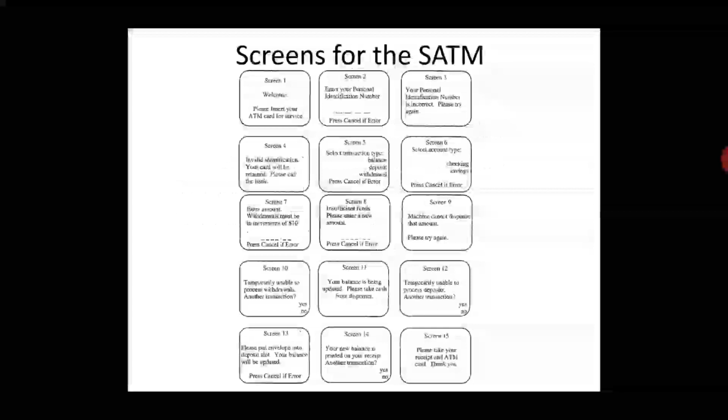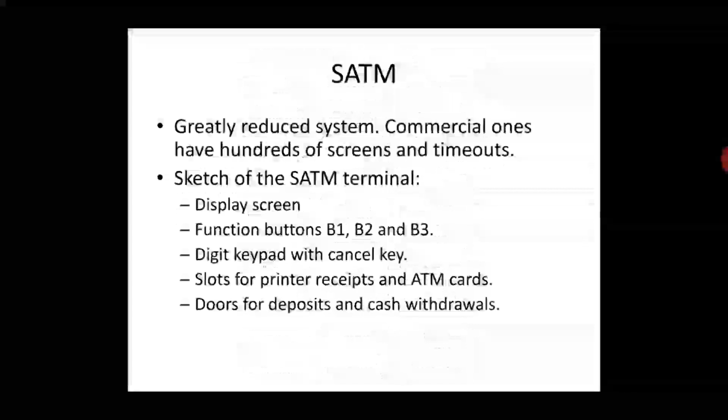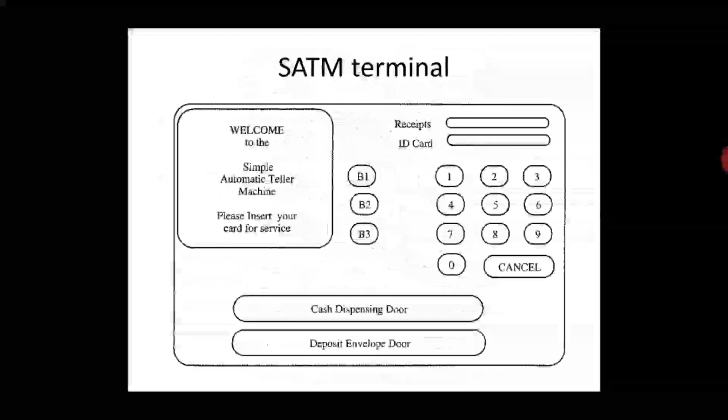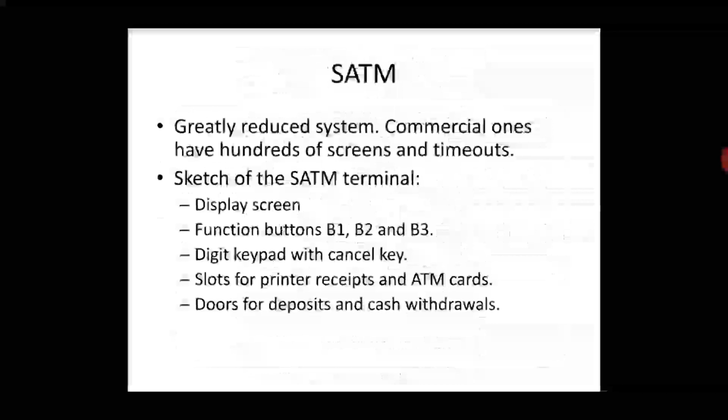Usually it has 15 screens, from screen 1 to screen 15. These are the screens for SATM. It contains welcome, enter your personal identification number, the personal identification number is incorrect, invalid identification, select transaction type, under that balance, deposit, withdrawal. So these are all the screens available on SATM, right? This SATM is actually a greatly reduced system. Commercial ones have hundreds of screens and time modes, but this sketch of the SATM terminal has a display screen, functional buttons B1, B2, B3, like this.